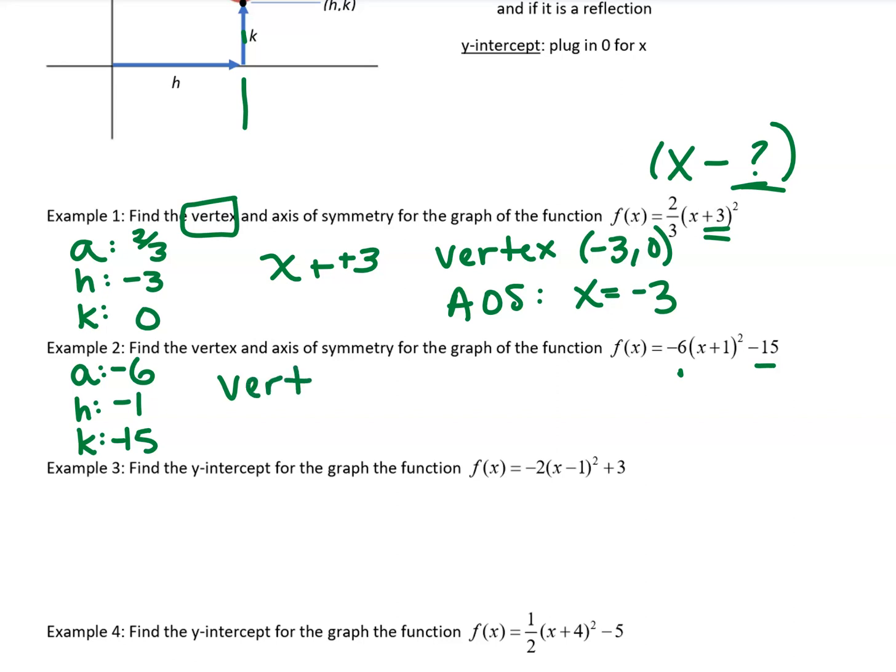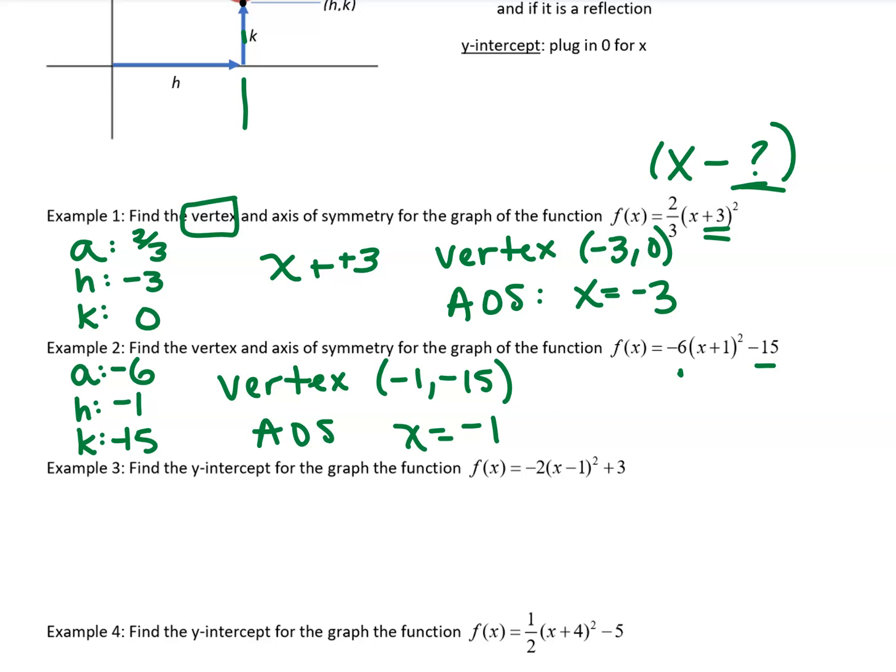So the vertex is -1, -15, and the axis of symmetry is x equals, and it was whatever that x value was, so -1. I don't know why I put parentheses around that one. I just need parentheses.